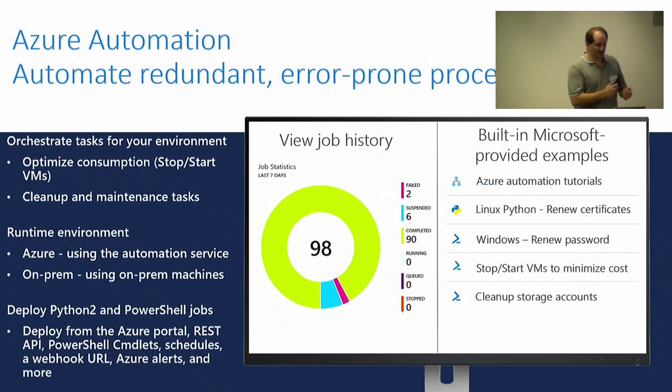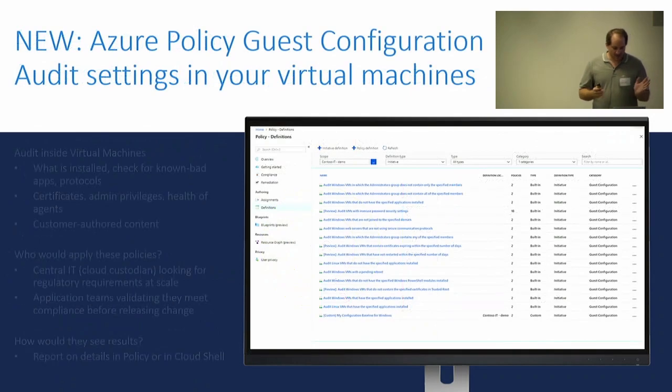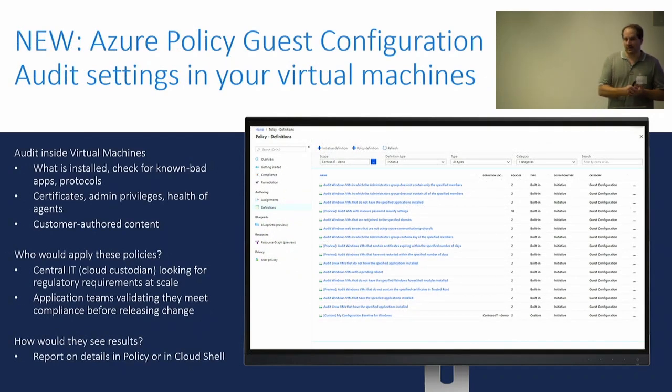Okay, that's fine. I'll switch. So Azure Automation, automate regional error processes. I'm just going to skip to see. So that's the new thing.